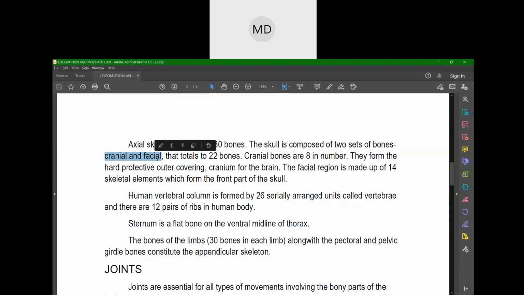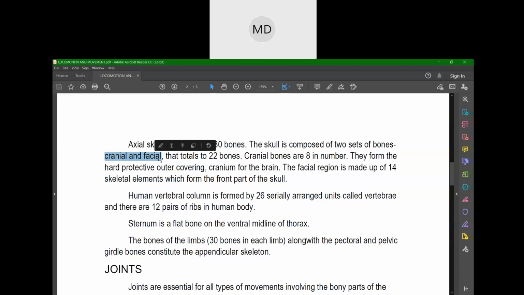The bones in the head region are known as the cranial bones. So don't get confused that the skull comprises only the head region. Skull means the entire portion, head, face, and everything. The bones of the head and face, the upper part of the body above the neck. The whole portion above the neck is the skull. So it comprises two sets of bones, one is cranial, one is facial.